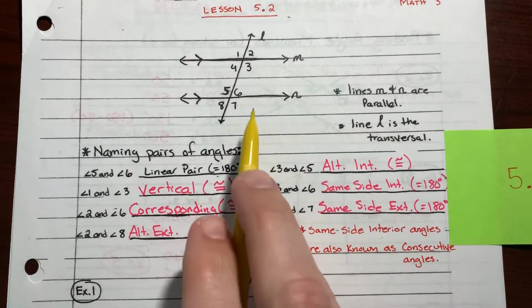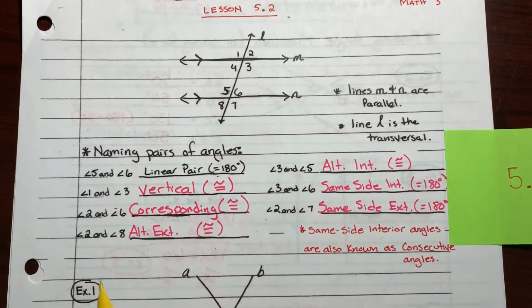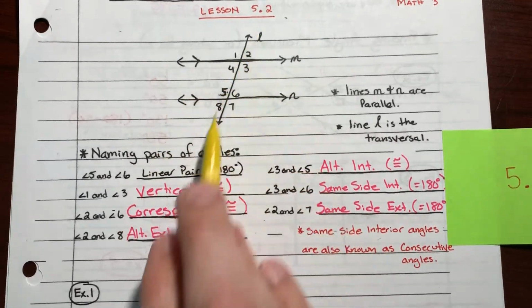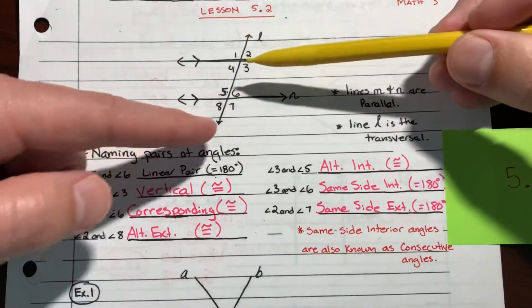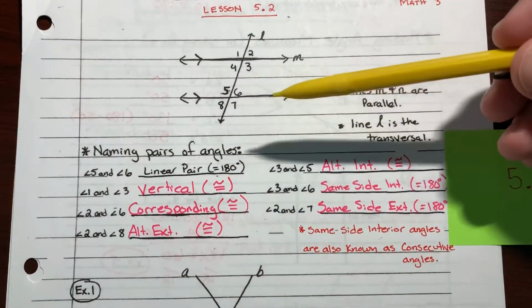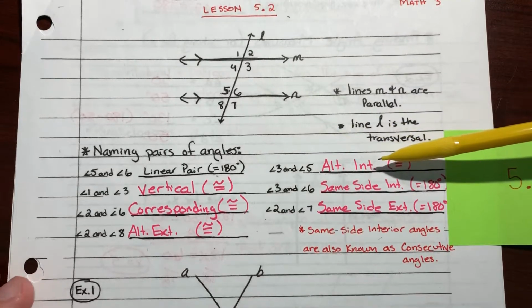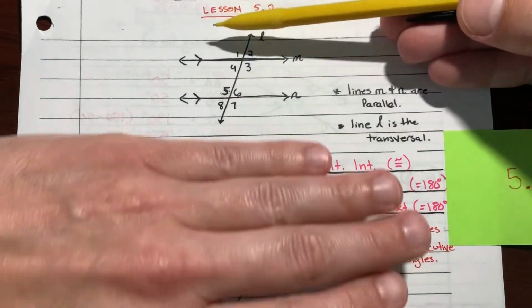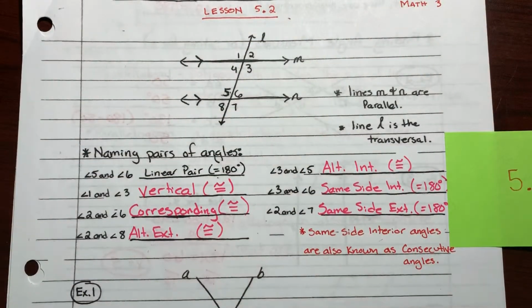Alternate is when it hops sides of the transversal. So here you're looking at 2 and 8. Notice that 2 is on the right, 8 is on the left of the transversal. But since they are outside of the parallel lines, that's why they're called exterior. When they're inside of the parallel lines, that's when we call them interior. Notice that 3 and 5 are on opposite sides, but they are inside of the parallel lines.